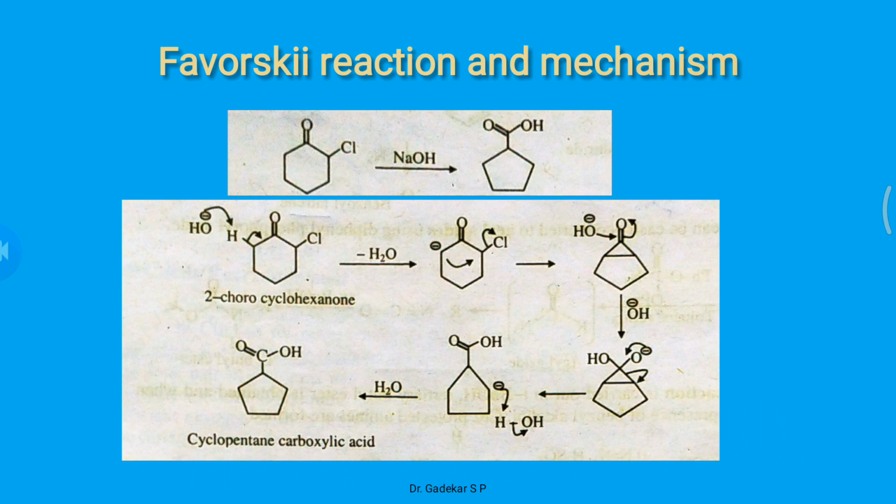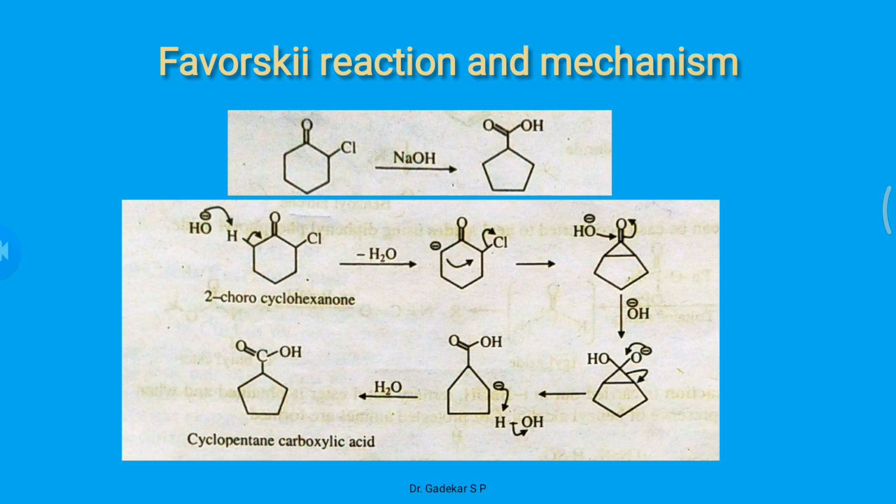So next is the Favorskii rearrangement reaction. What is the Favorskii rearrangement reaction? In Favorskii rearrangement, a cyclic alpha haloketone reacts with sodium hydroxide or base to form an acid. So a cyclic compound converts, in this Favorskii rearrangement reaction, alpha haloketone converts to acid, and in this step ring contraction is formed.